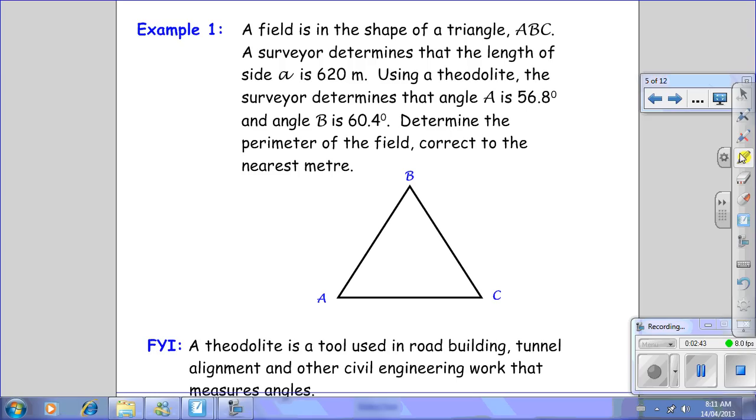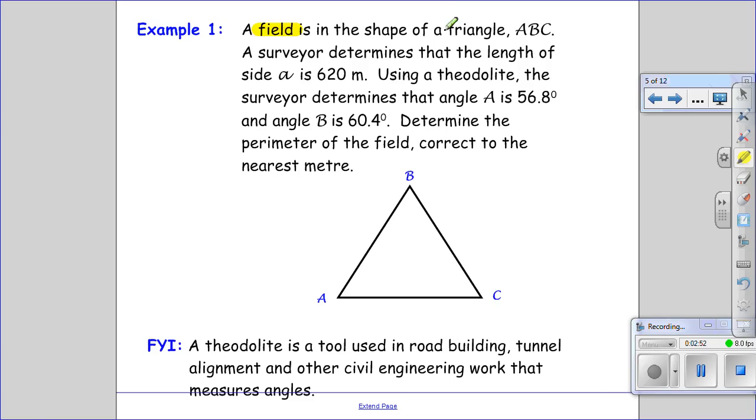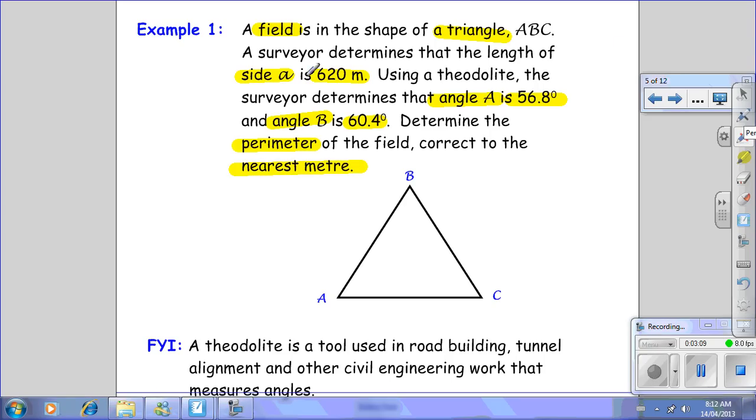Let's go back, highlight the information so we actually have an idea of what it's told us in the question. The field is in the shape of a triangle, so this is actually a field, ABC, and it's drawn here below. The length of side A is 620 meters. I don't care about what they used to get it. Angle A is 56.8, angle B is 60.4. Determine the perimeter of the field to the nearest meter. Let's try that one more time. The length of side A is 620 meters.